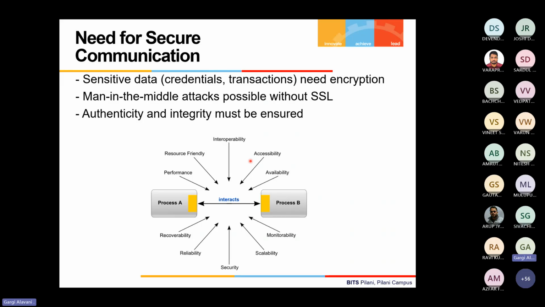So now we have socket programming, but when we are having inter-process communication, a very critical thing is security. Why do we need secure communication? There are some points here. Anyone wants to elaborate?